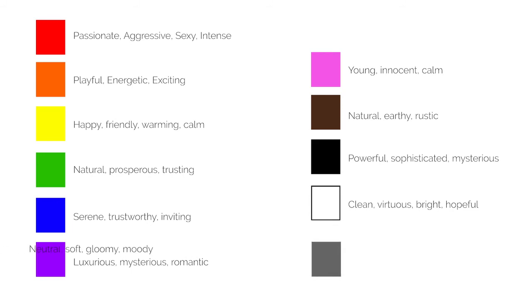And then gray, which is technically, once again, the absence of color. It's neutral, it's soft, it's gloomy, it's moody. I use a lot of grays in my photos because I think it can add a lot of emotion in the photos, and it's just one of my favorite colors to use. In short, each color has very specific emotions that it elicits when we see it.